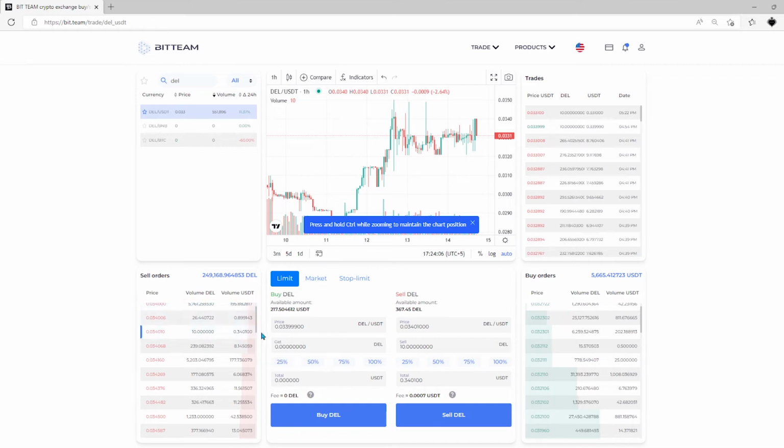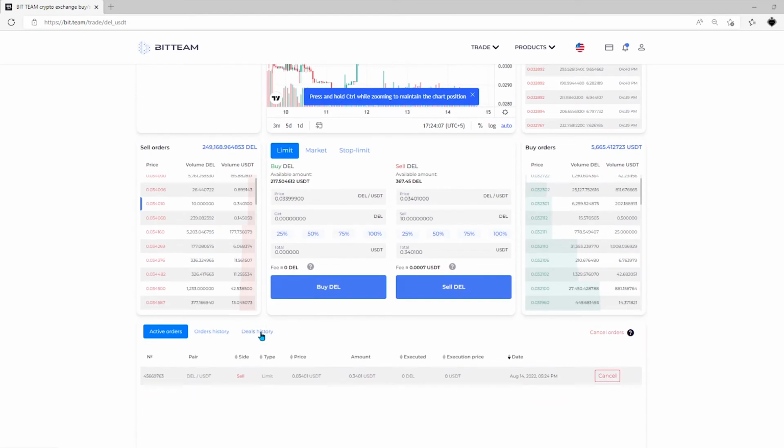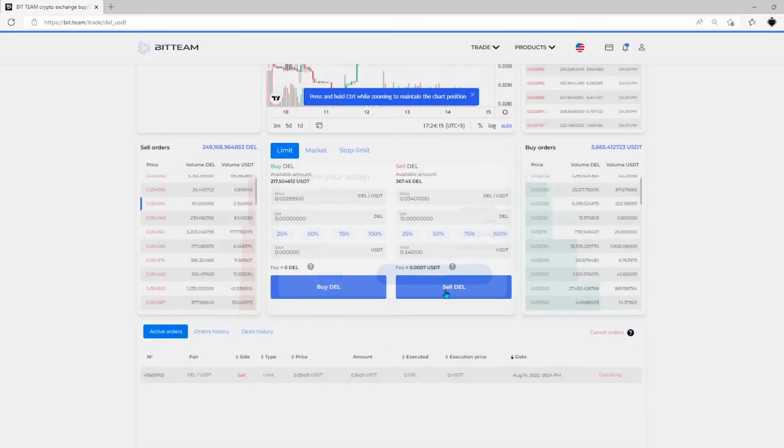Now you need to wait for a buyer who is satisfied with the price of your order and he will execute it. Below on the page, your active orders are displayed in the corresponding block, where you can observe the partial execution of the order and also you can cancel them.